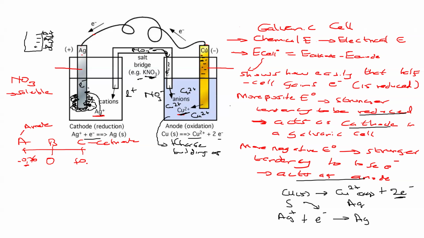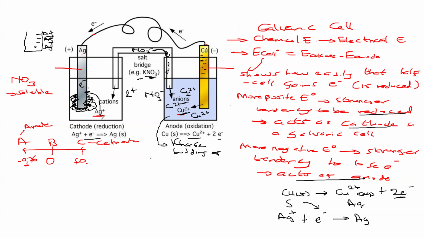So NO3 minus ions must counter this build up. NO3 minus and the copper 2 plus would combine. So we will not have this build up of copper 2 plus. The salt bridge's job is to maintain electrical neutrality. Otherwise, if we don't have this salt bridge, the reaction will quickly stop, because we'll have a build up of positives, a build up of copper 2 plus ions, and then the reaction would stop. I hope it makes sense.